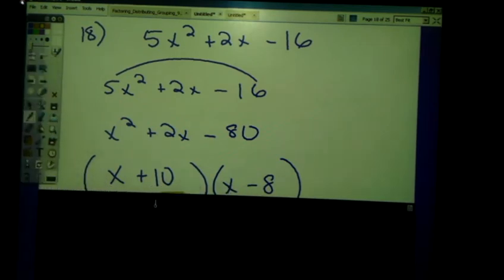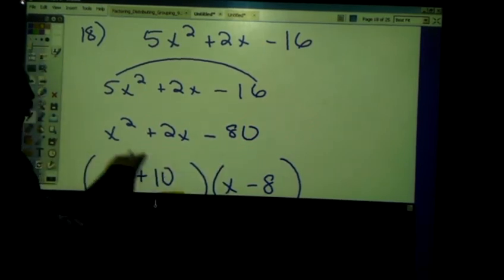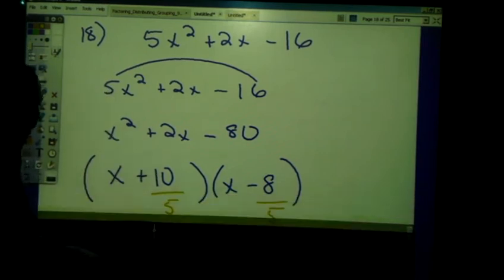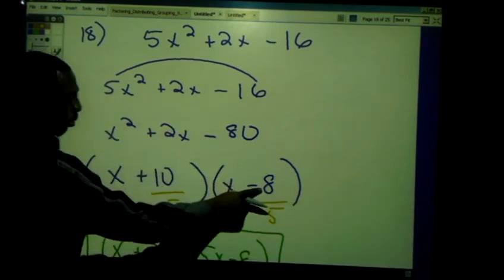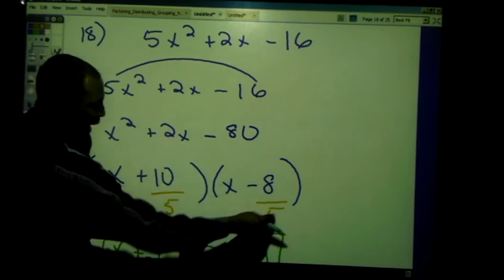Okay? Now, an additional difference between these and the other ones is, once I took that 5 and multiplied it by the negative 16, it went away, but it only goes away for a little while. You must stick it after you factor underneath both regular numbers. 10 is the regular number, so we're going to stick this 5 underneath this 10. Negative 8 is the regular number, we're going to stick this 5 under here.